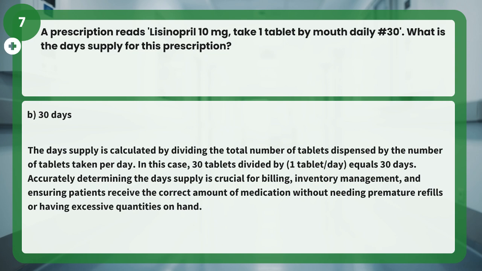of tablets taken per day. In this case, 30 tablets divided by 1 tablet/day equals 30 days. Accurately determining the day's supply is crucial for billing, inventory management, and ensuring patients receive the correct amount of medication without needing premature refills or having excessive quantities on hand.